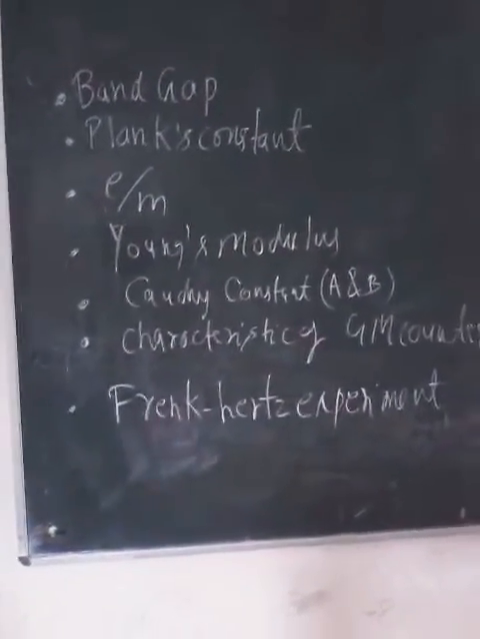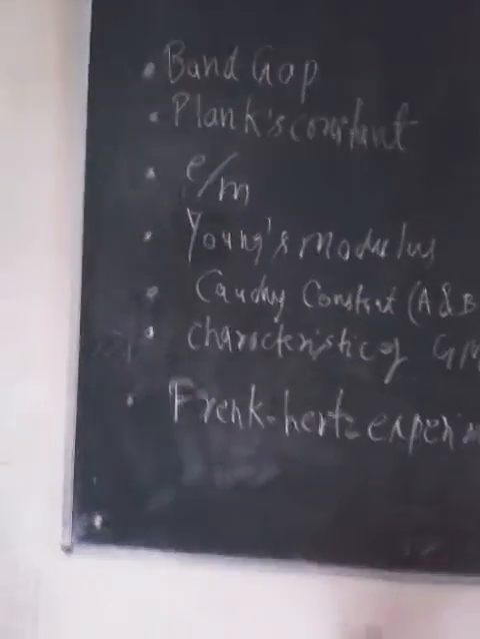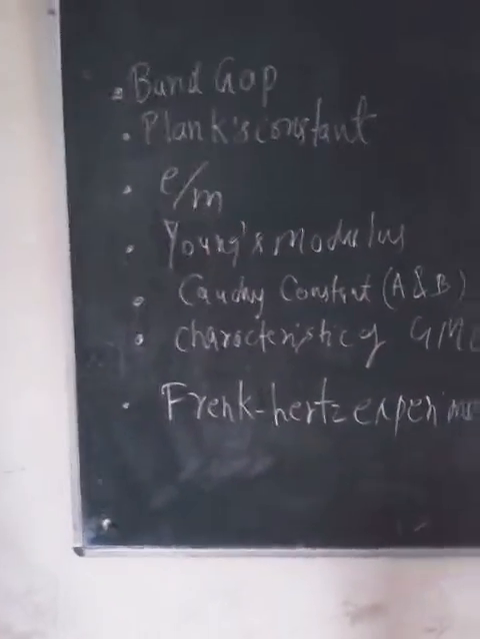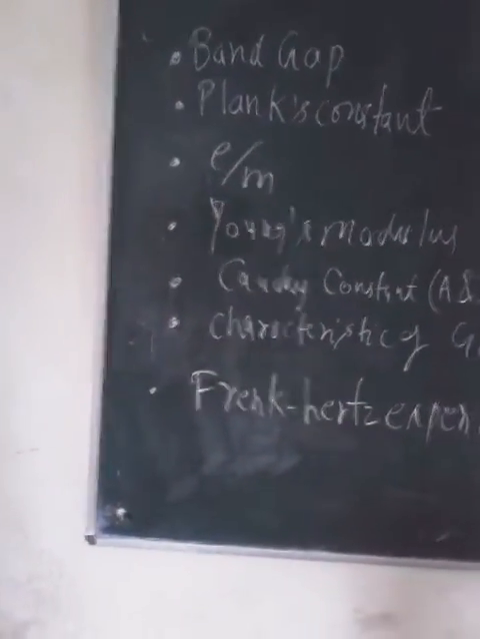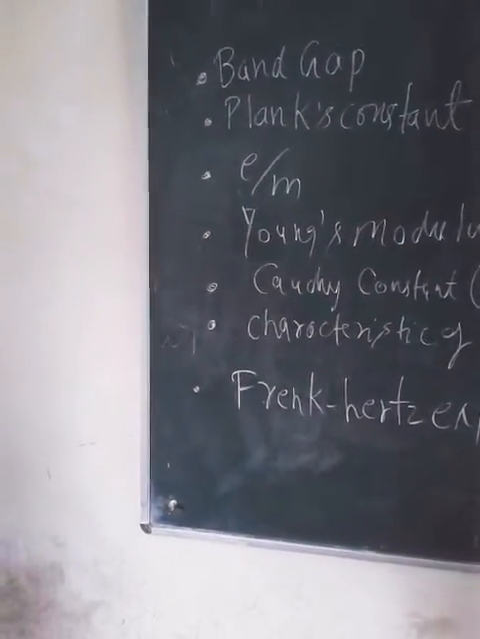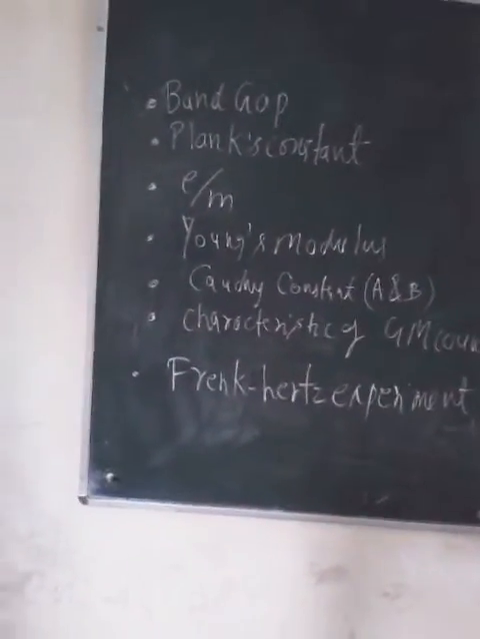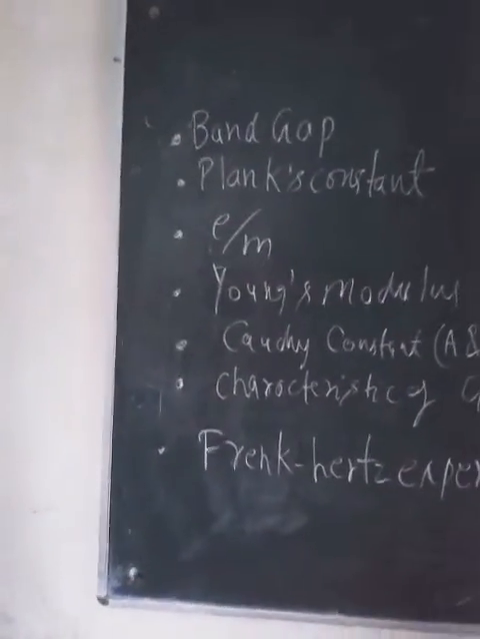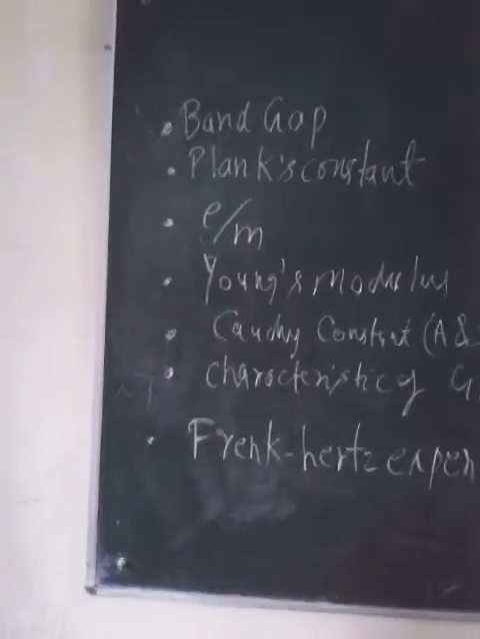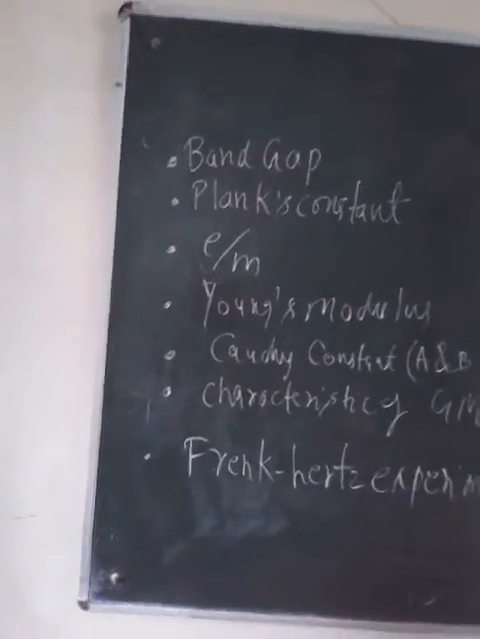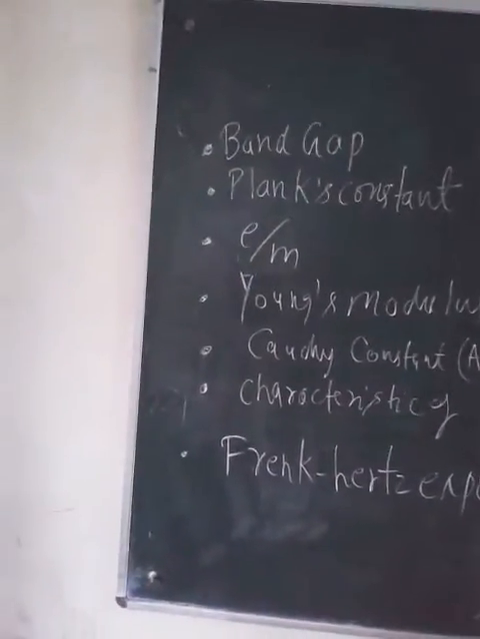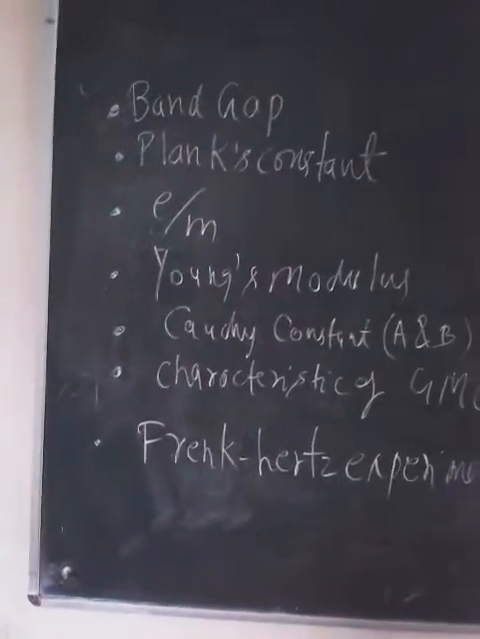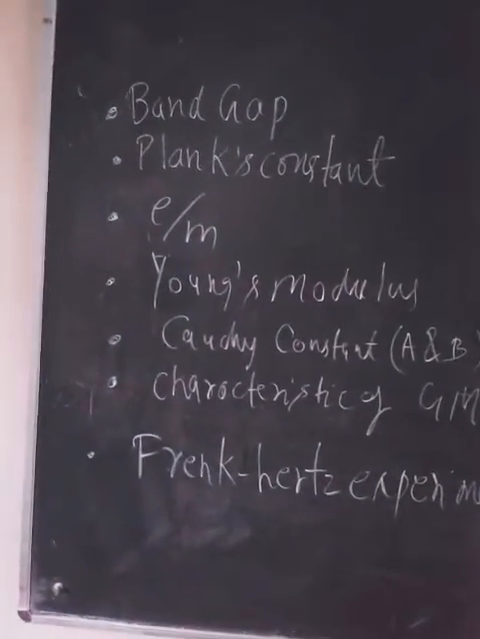I will find the Planck constant by photocell, and then I will determine the charge to mass ratio by using the magnetron method. And then the fourth experiment, Young modulus. In this experiment, I will find Young modulus and Poisson's ratio of a glass by the method of Cornu. And in the fifth experiment, Cauchy constant, I will find the Cauchy constants A and B.